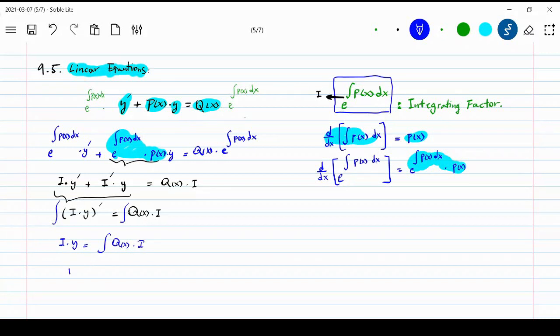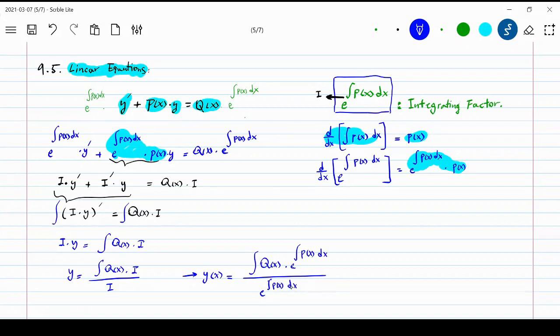If I'm looking for y, after calculating this integral of q of x times I, I can divide both sides by I. I is a function, so at the end I can find y as a function of x: it would be the integral of q of x times e to the power integral of p of x dx, divided by I, which is e to the power integral of p of x dx.